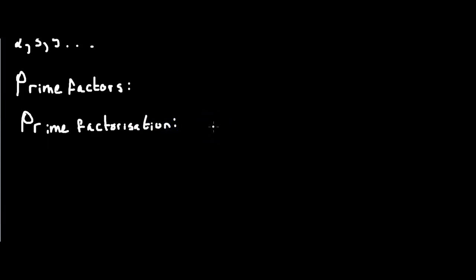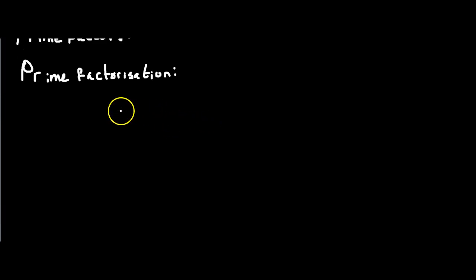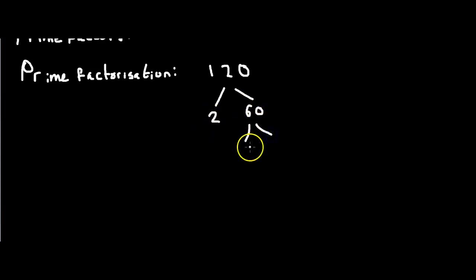Okay, so let's get an example. Let's do 120, for example. What we need to do is draw a factor tree. So 120, what times what equals 120? We could say the easiest thing to go with is 2, and then 2 times 60 equals 120. This is a prime number, so we do not need to go any further down here, but this is not a prime number, therefore we need to carry on. We can say 6 times 10. These are both not prime numbers, so we can carry on. This is 3 times 2, and this is going to be 5 times 2.